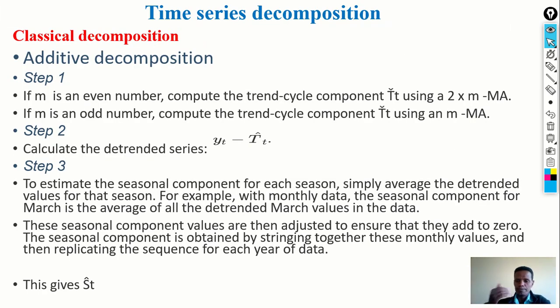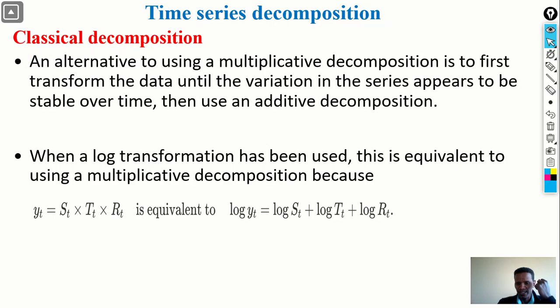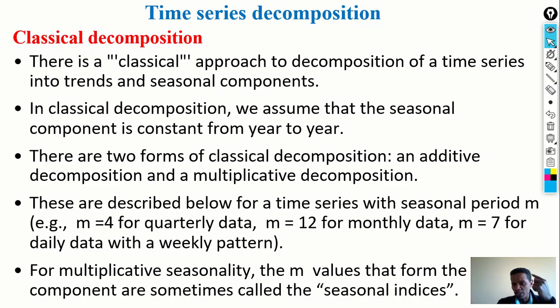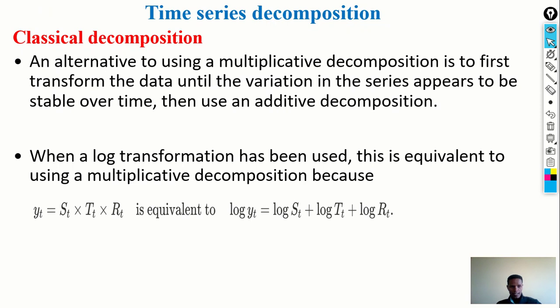So here are the steps: how the additive decomposition is done and how the multiplicative decomposition will be made. In the first step, what the software is going to do is, if m is an even number. So m is standing for the seasonal period. It could be 7, it could be 12, it could be 4. For quarterly seasonal variation, m will be 4. For monthly data, it will be 12. For weekly data, it will be 7. So m here stands for the seasonal period.